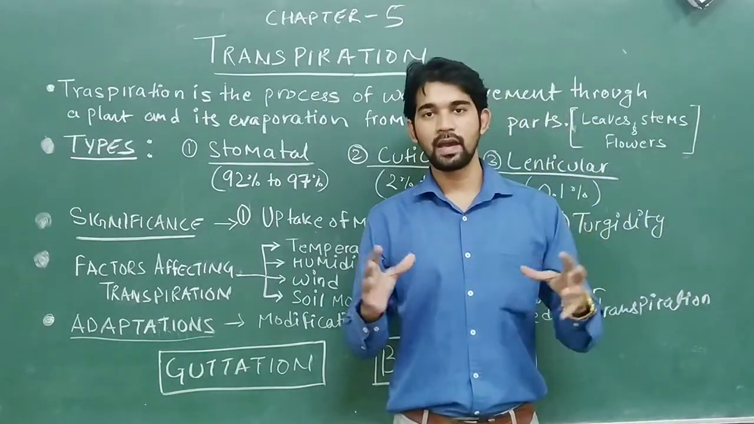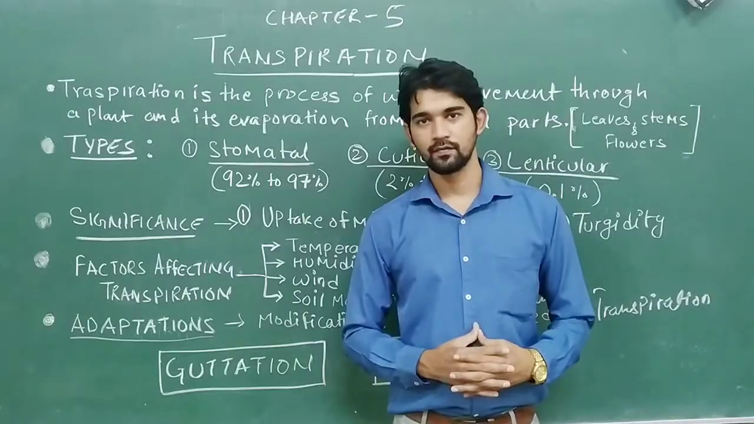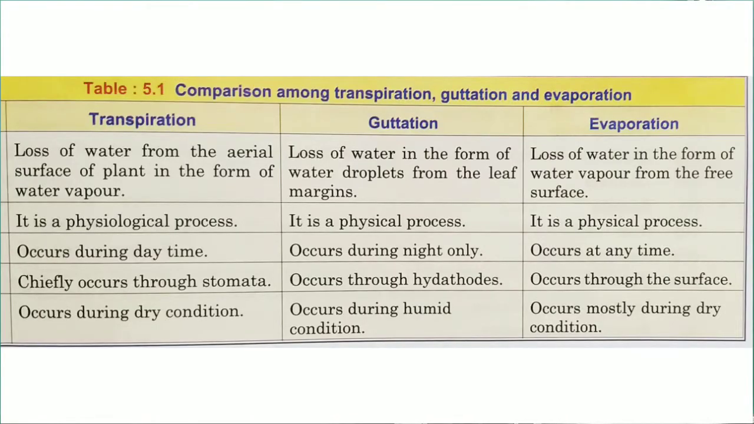Now, look at this table of comparison. This table will tell you about the comparison between transpiration, guttation, and evaporation. Loss of water from the aerial surface of the plant is transpiration. Loss of water in the form of water droplets from the leaf margins is known as guttation. Evaporation is the loss of water in the form of water vapor from a free surface.